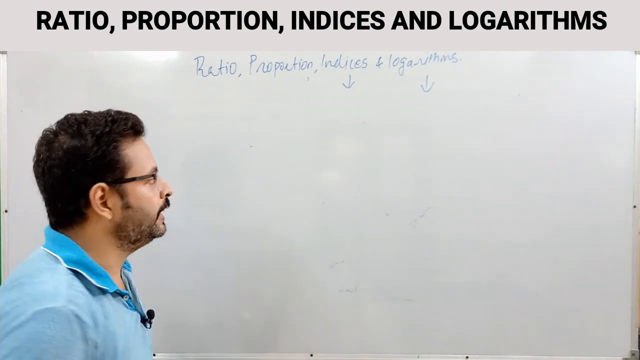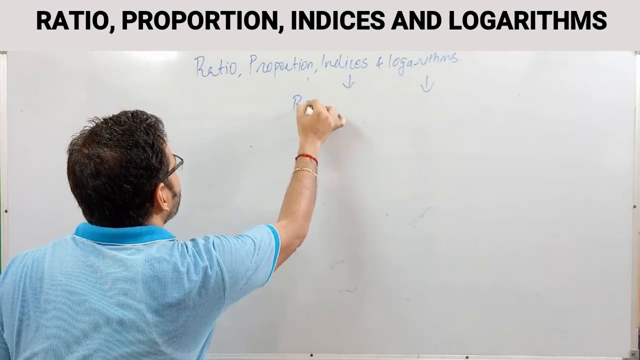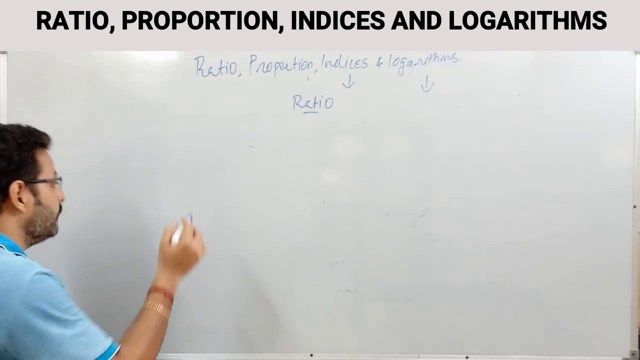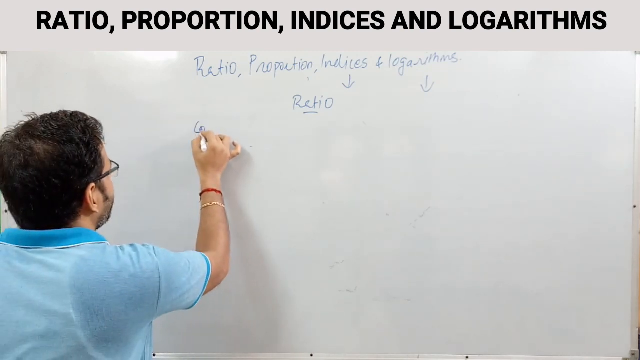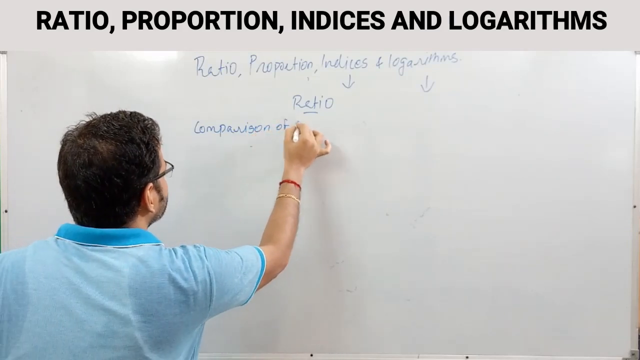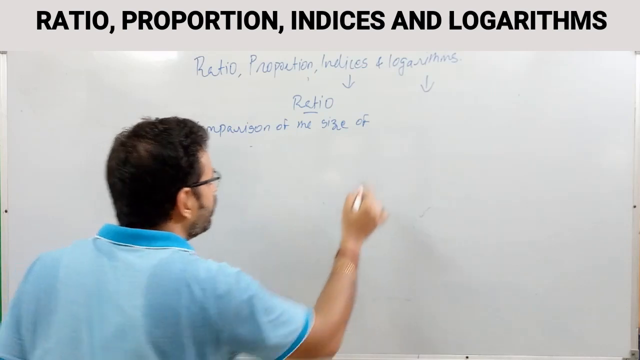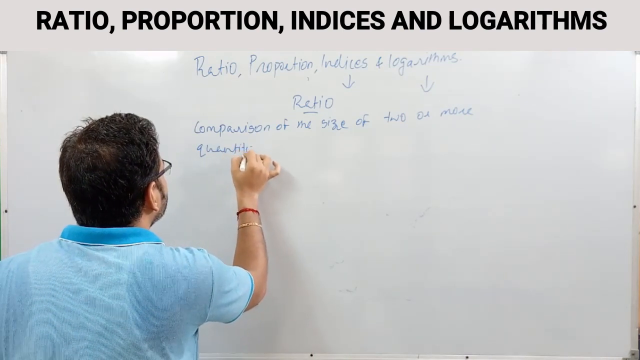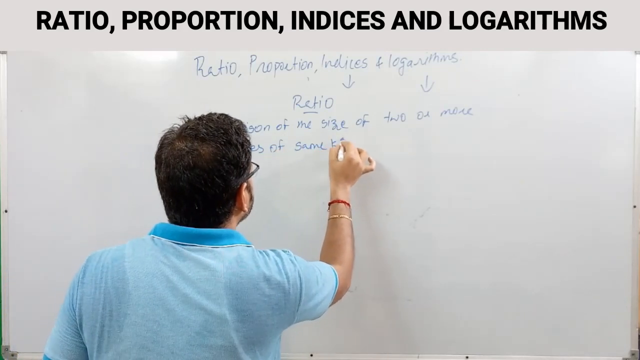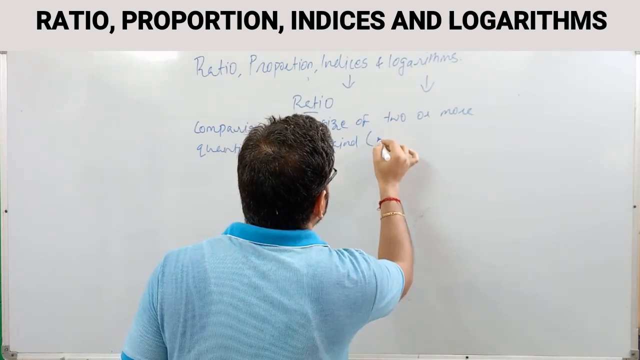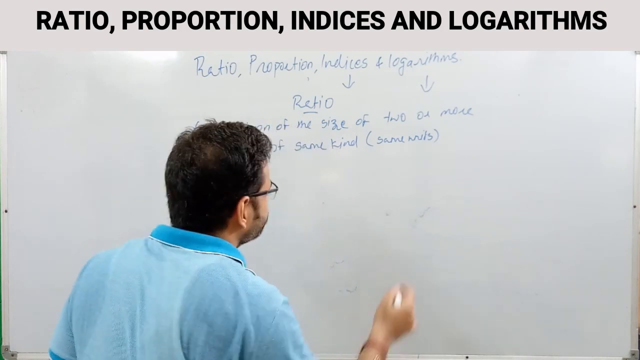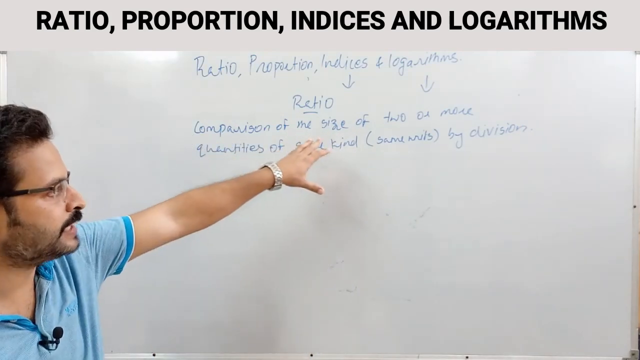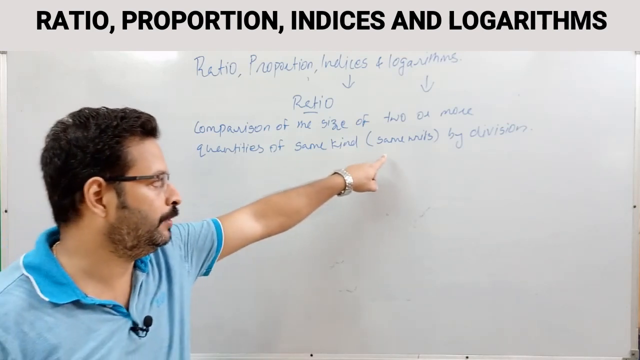Now we are discussing the first area, ratios. What is a ratio? Okay. A ratio is the comparison of the size of two or more quantities of same kind, and it should be in same units also, by division. Okay, that means a ratio is the comparison of size of two or more quantities of same kind. It should be in same unit by division.